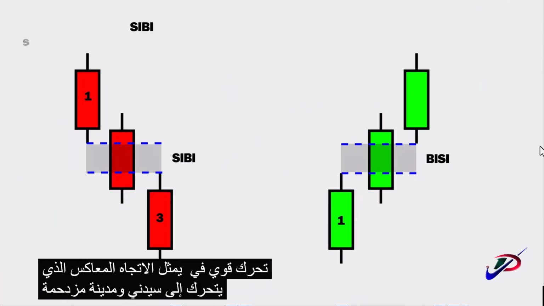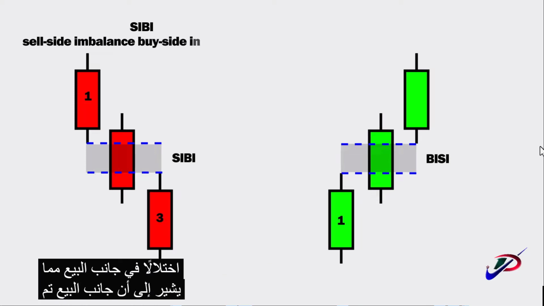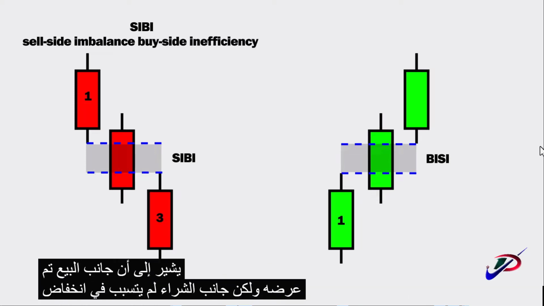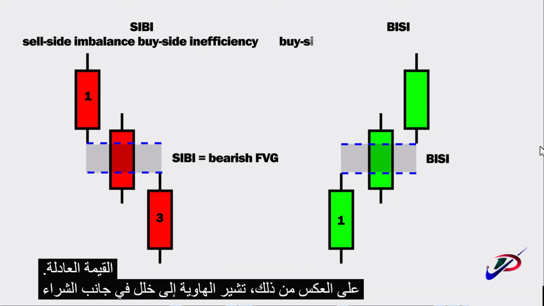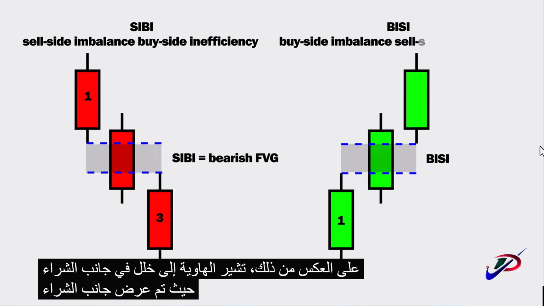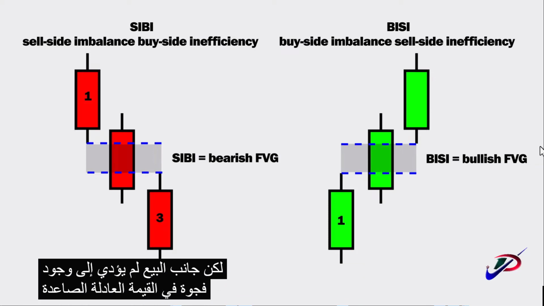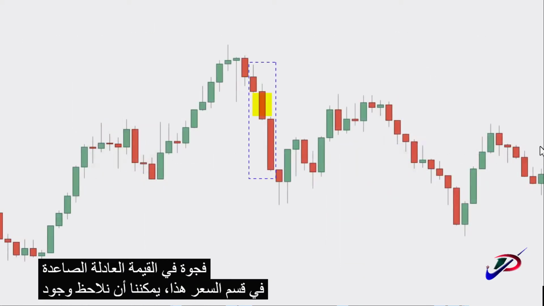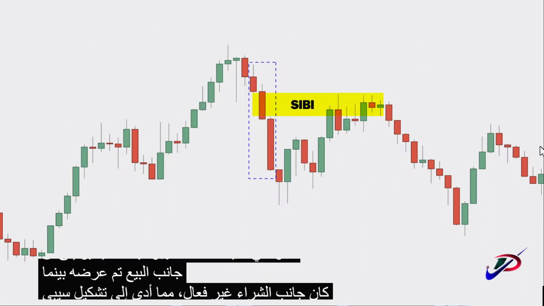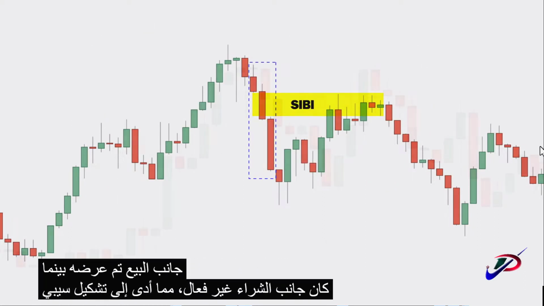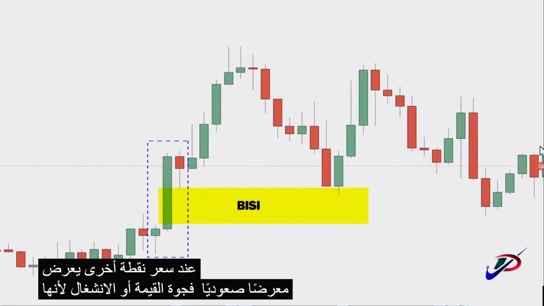Moving on to SIBI and BISI, a SIBI represents a sell-side imbalance, indicating that the sell side was offered, but the buy side wasn't, causing a bearish fair value gap. Conversely, a BISI refers to a buy-side imbalance, where the buy side was offered, but the sell side wasn't, resulting in a bullish fair value gap. In this price section, we can observe a bearish fair value gap, signaling that the sell side was offered while the buy side was inefficient, forming a SIBI. At another point, price displays a bullish fair value gap or a BISI as it offered the buy side but not the sell side.